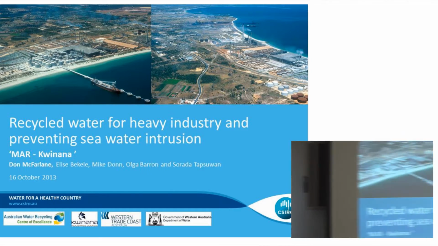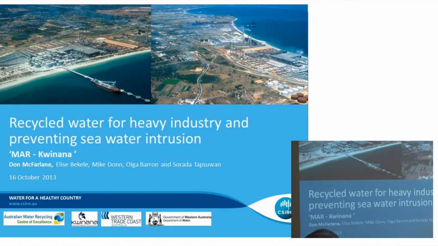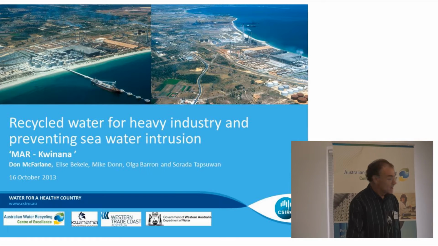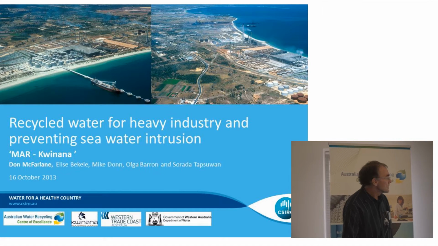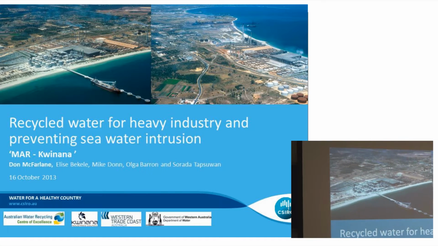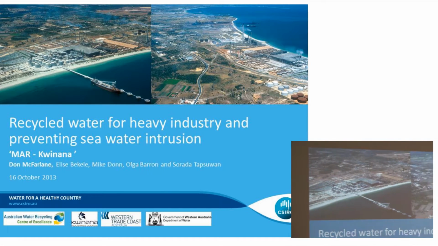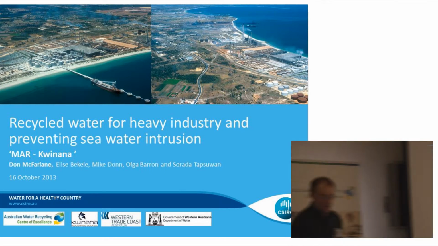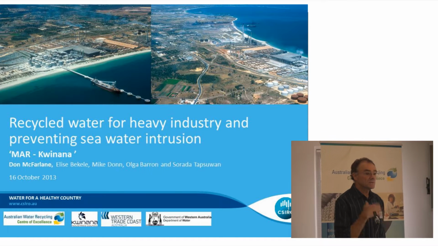Okay, I'd like to acknowledge my co-authors here as well, including Michael Don, who's in the audience, and he can answer a lot of the chemical questions if I can. Just up here on the screen, though, you can see the heavy industry area in Kwinana, which is just south of Perth, south of the Port of Fremantle. This is an area that's the major, apart from the Burrup Peninsula, the major heavy industry area in Western Australia, and it's experiencing, or going to soon experience, a shortage of water.